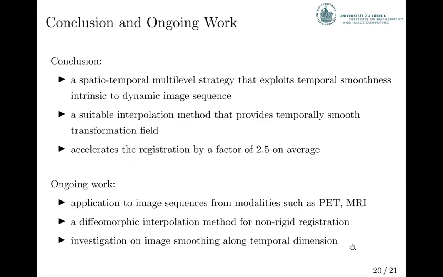Now we conclude our talk. We propose a spatio-temporal strategy that exploits the temporal smoothness. We are also building up a suitable interpolation method that provides a smooth temporal transformation field, and we accelerate the registration on the OCT dataset by a factor of 2.5. The ongoing work is mainly focusing on using these strategies for PET and MRI datasets. We are building an interpolation scheme which gives a diffeomorphic transformation field for non-rigid registration, and also investigating image smoothing along the temporal dimension. Thank you so much.